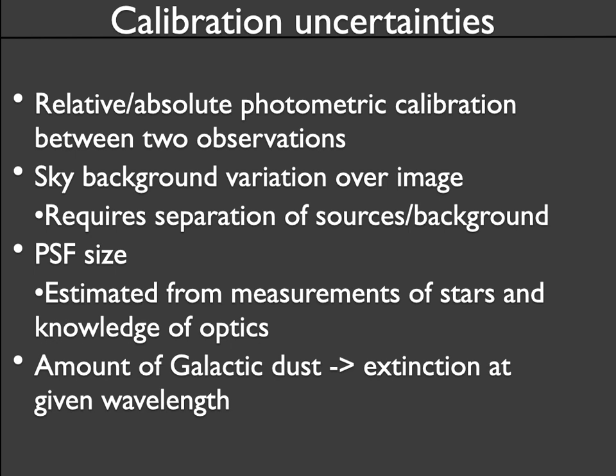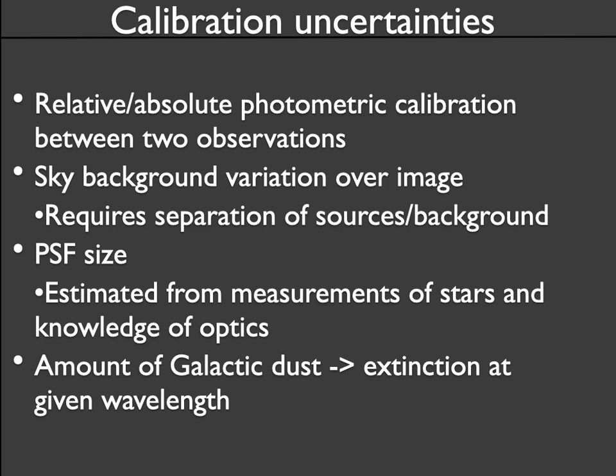And this comes up in a number of cases. One obvious thing is just the relative photometric calibration, what we call zero points. But we're always subtracting sky background from images. That requires some estimation and subtraction. The actual PSF size we use in the modeling of the photometry actually requires measurements of stars. We have to know our optics very well, and then we just treat that as a known.